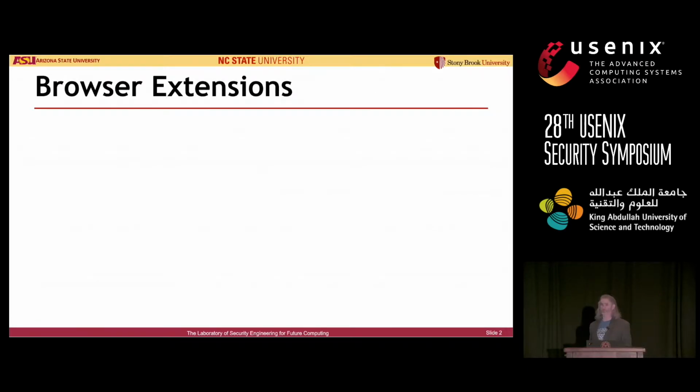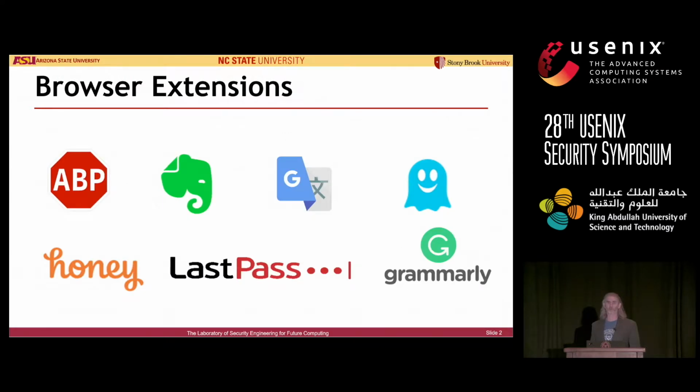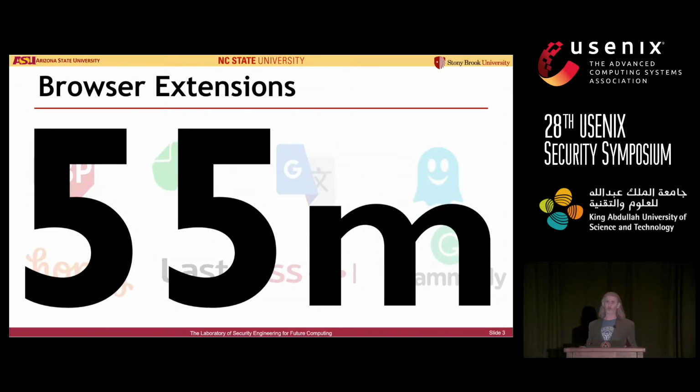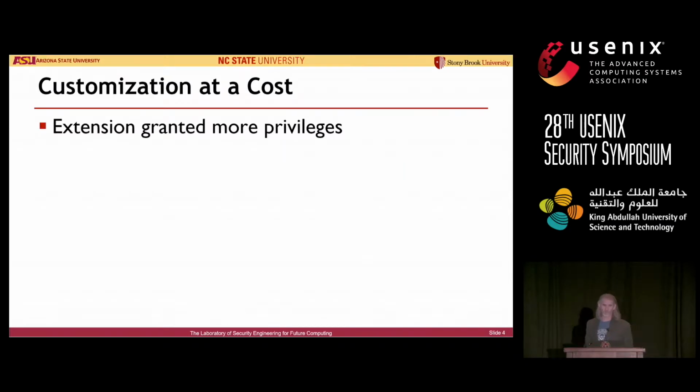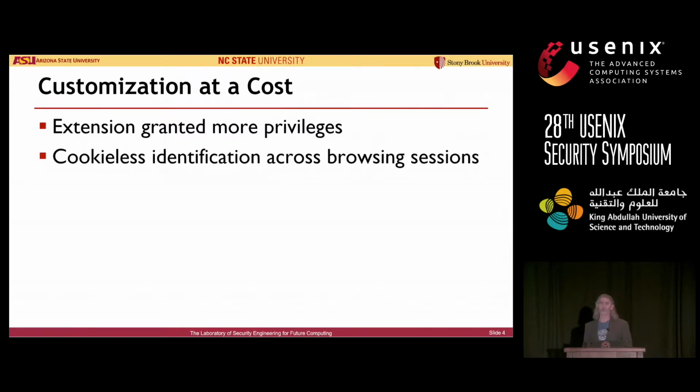So, browser extensions are third-party programs used to customize the web browser. I'll bet most of you in here probably have at least one of these installed, considering that across just these listed here, there are over 55 million users. Now, this customization comes at a cost. Extensions are granted more privileges than a standard web page. And with identification or detection of specific extensions, cookieless identification across browsing sessions is possible.